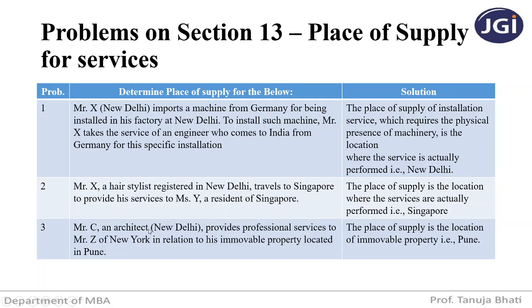Next, problem number 3. Mr. C, an architect of New Delhi, provides professional services to Mr. Z of New York in relation to his immovable property located in Pune. So what is the place of supply? It is the location of the immovable property, that is Pune.